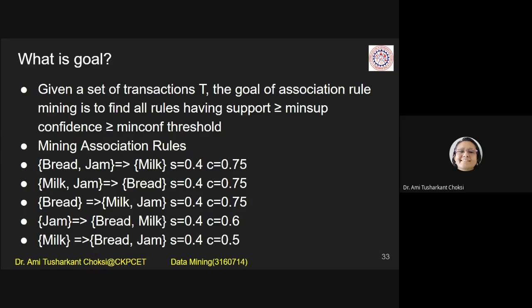That way, bread is in the numerator, bread is in the denominator. The sequence is also changed. That means bread, jam was there, now we are having only bread at the left hand side and other items at the right hand side. Fine. So this way we can create the rules, and we need to find the support and confidence. Then we need to check whether they are greater than or equal to minimum support and minimum confidence, for support and confidence respectively. Fine.